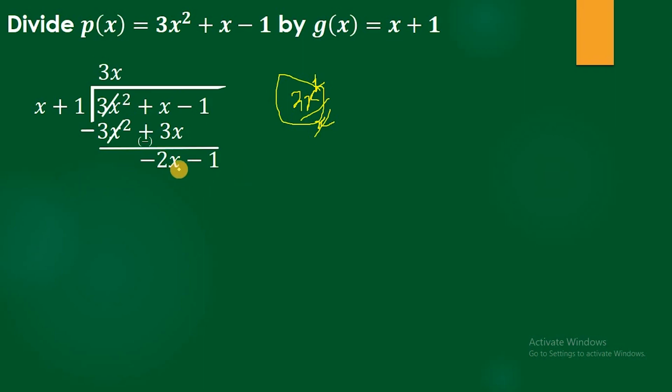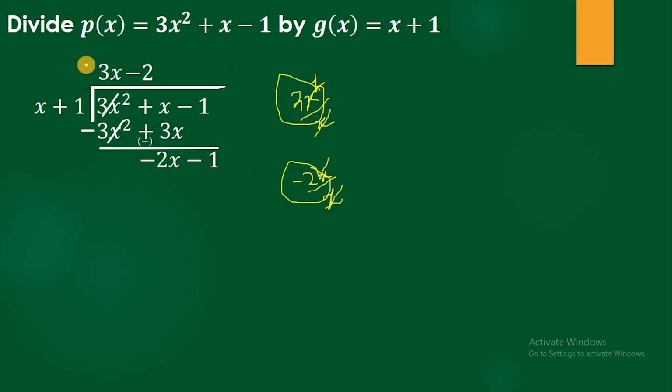So now here the first term is minus 2x. So you have to take the minus 2x. When it is positive, it is not necessary to take the plus, but whenever there is a negative, then you have to take it. So minus 2x by x, here x and x get cancelled. So you'll get minus 2. So we'll write minus 2 over here.